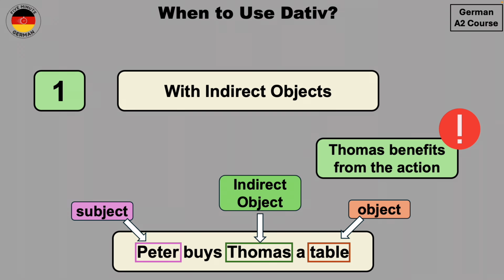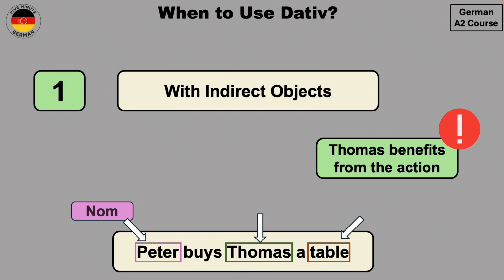And in German, the subject is called the nominative case, the object is the accusative case, and the indirect object is the dative case. If you want to have more information about the dative, then I have made a video on this topic where I explain this in more detail, so you can go and check it out. I will link it in the description below.